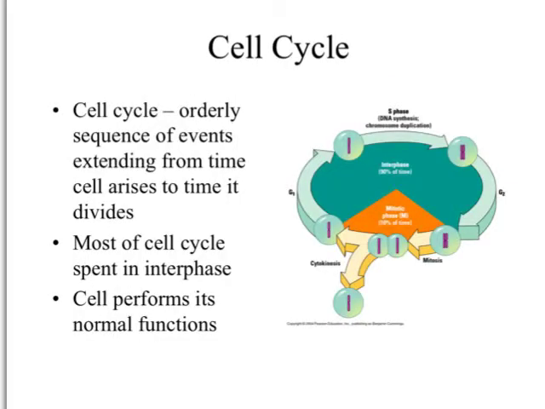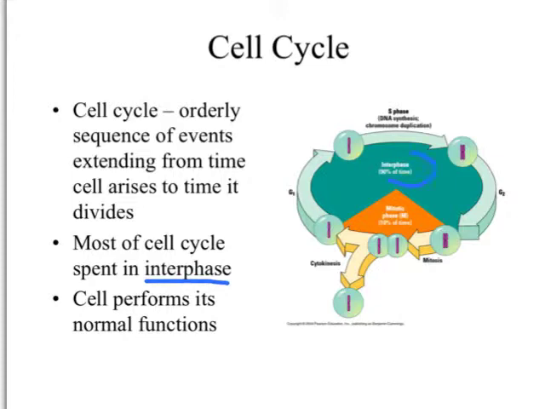So when we talk about cellular reproduction and mitosis, we have to talk about what's called the cell cycle. It's basically just a sequence of events that goes from when the cell arises, the new daughter cell is formed, to when it divides again. Now, most of the cell cycle is spent in what's called interphase, in which the cell is just doing its normal day-to-day functions.